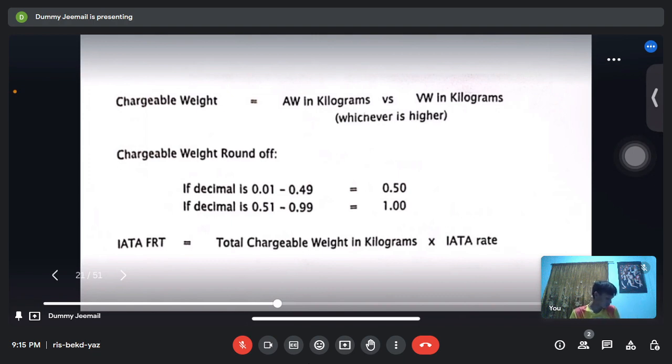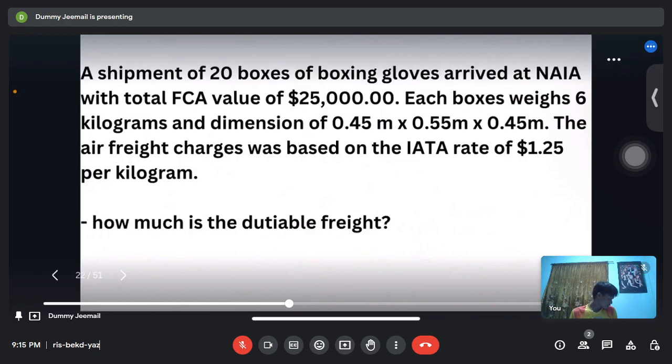So I provided my own example for rule 7. A shipment of 20 boxes of boxing gloves arrived at NAIA with a total FCA value of $25,000. Each box weighs 6 kilograms and has dimensions of 0.45 meters times 0.55 meters times 0.45 meters. Their freight charges were based on the IATA rate of $1.25 per kilogram.